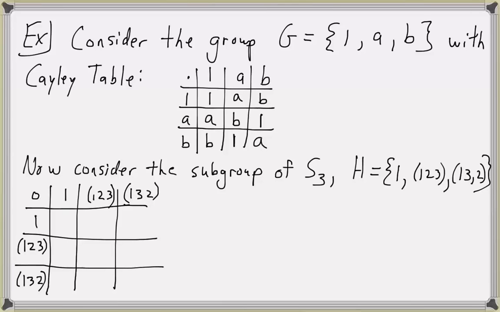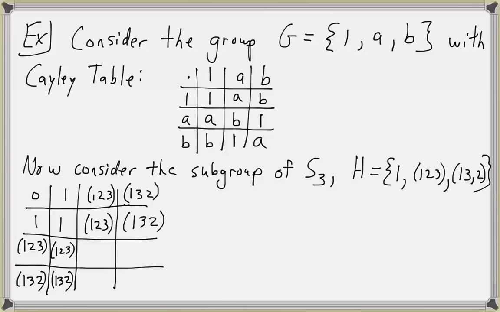Okay, so in the first row, 1 composed with 1 is 1. The identity permutation composed with any other permutation is just equal to that permutation. So this is just 1, the cycle (1 2 3), the cycle (1 3 2). Then the composition of (1 2 3) with 1 would again just be (1 2 3), and (1 3 2) composed with the identity is (1 3 2). Let's do the non-trivial compositions.